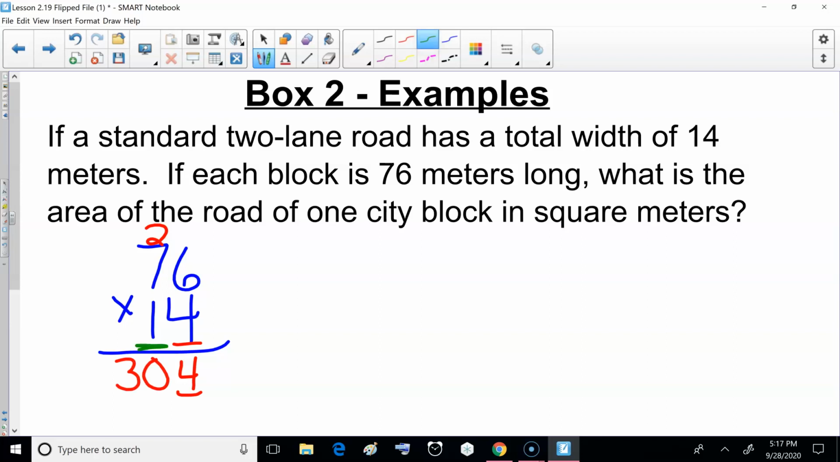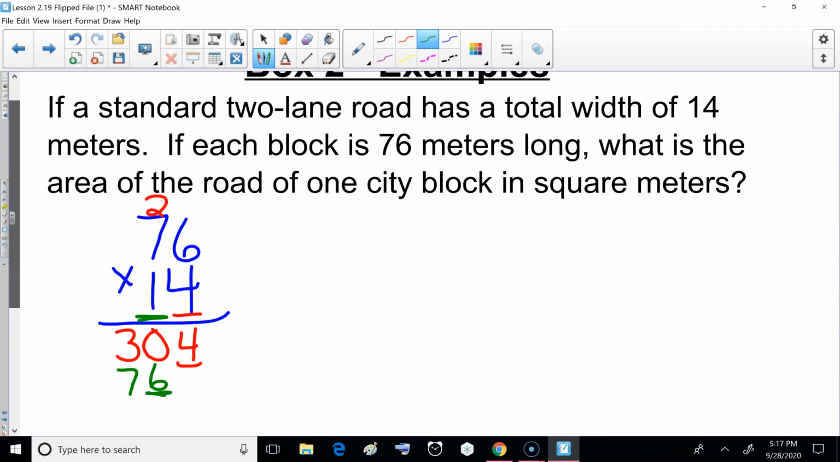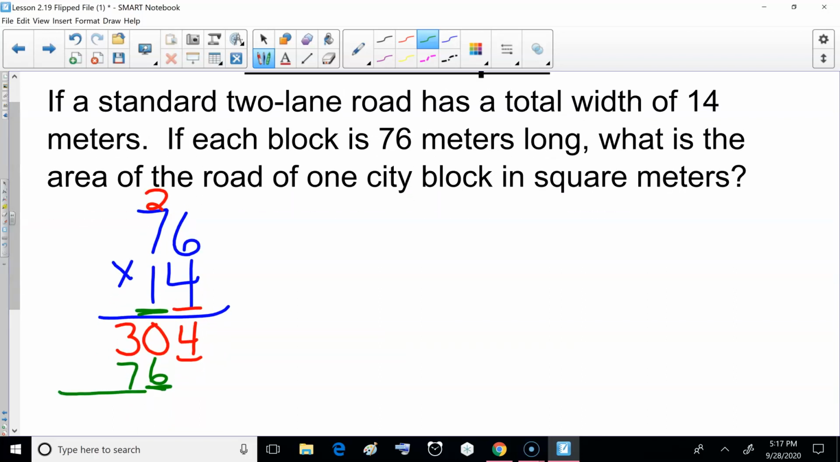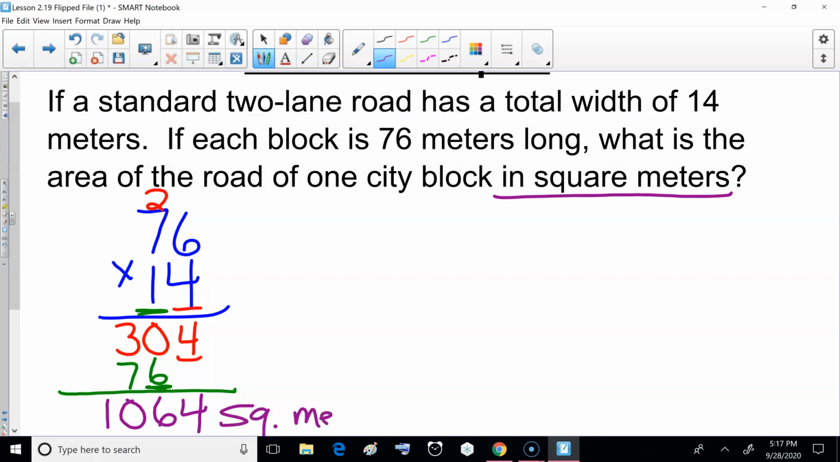And my tens place value, I'm going to start right here. I've got 1 times 6 is 6, and 1 times 7 is 7, which makes it super easy. I wish all problems would be that easy, huh? And now we're going to add those two numbers up. We get a 4, we get a 6, a 0, and a 1. But we need to answer the question, what is the area of the road in square meters? So our answer would be 1,064 square meters.